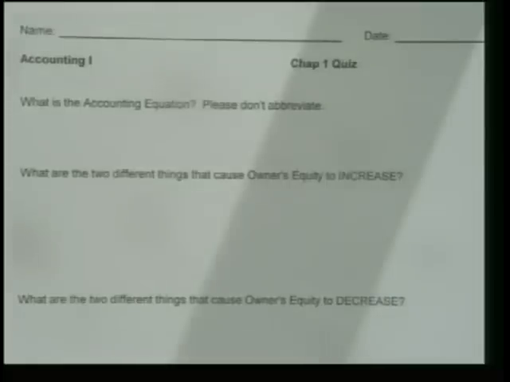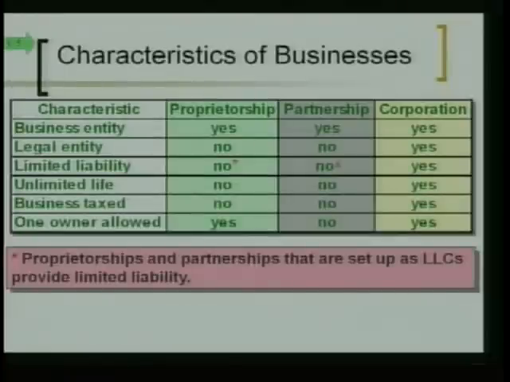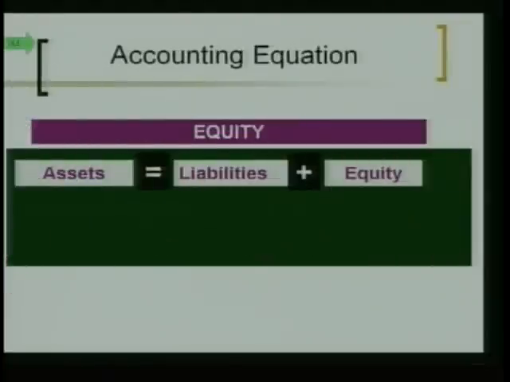So let's switch over. What is the accounting equation? Assets equals liabilities plus owner's equity, or equity, right? Assets equals liabilities plus owner's equity. And that always has to remain in balance. For a company at any given point in time, the assets have to equal the liabilities plus the owner's equity.